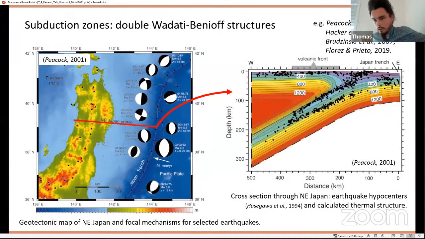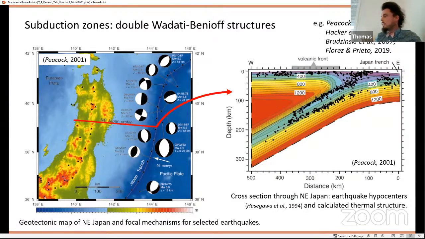So first, I will tell a story focused on the lower Wadati-Benioff plane of seismicity, and step by step I will broaden the scope. You will see. So here is a well-known profile, Northeast Japan, where you see a thermal model published by Peacock in 2001, and the well-known double seismic zone, composed of two planes of seismicity, plus some earthquakes in between.